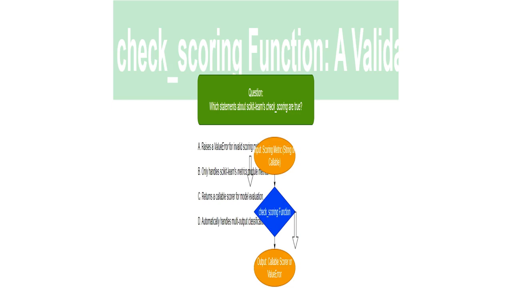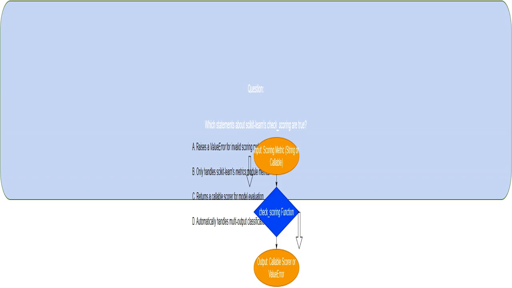I'm looking at scikit-learn's _check_scoring function, a tool we use to make sure our scoring metrics are valid in machine learning classification problems. It's like a quality control check for our scoring methods before we use them. We're going to evaluate several statements about how _check_scoring behaves. We'll examine if these statements about the function are accurate or not.